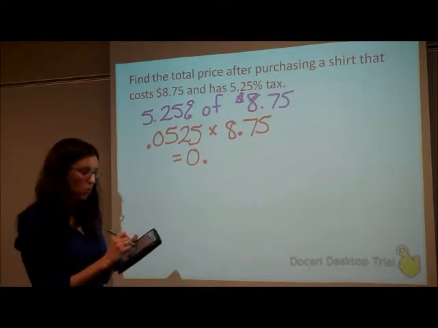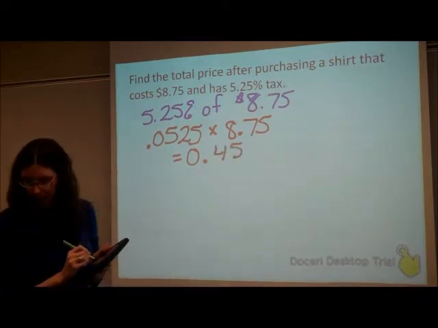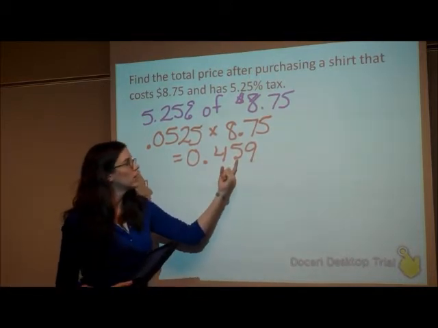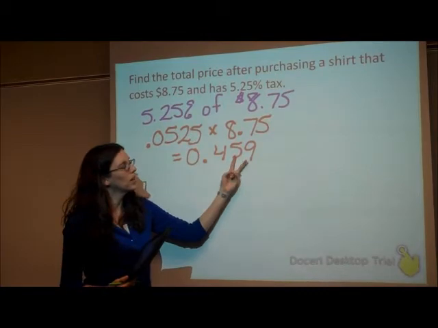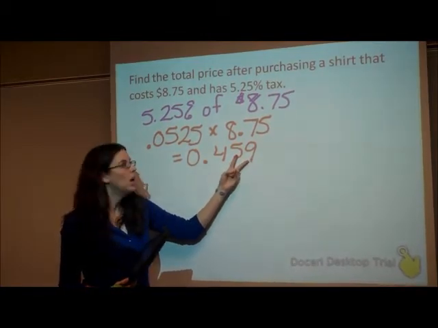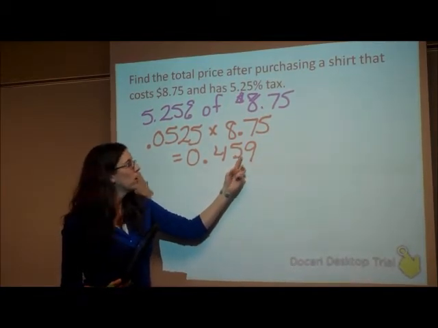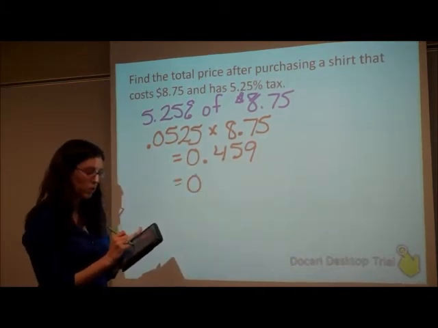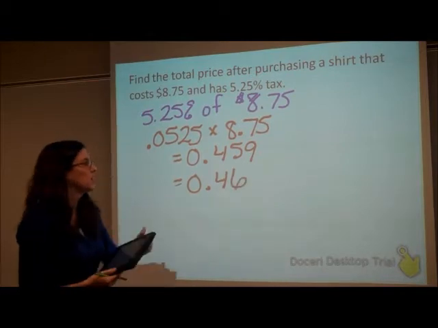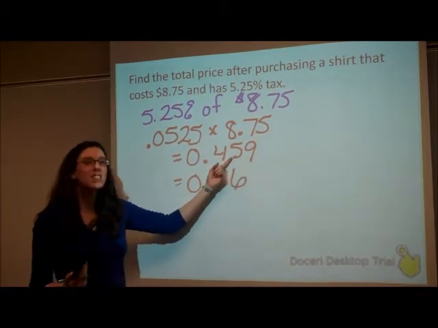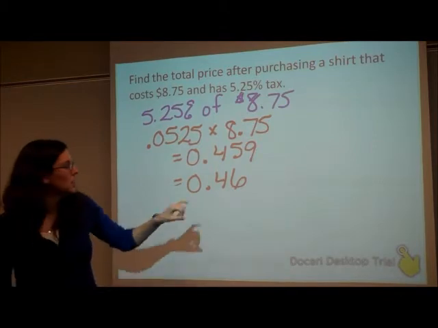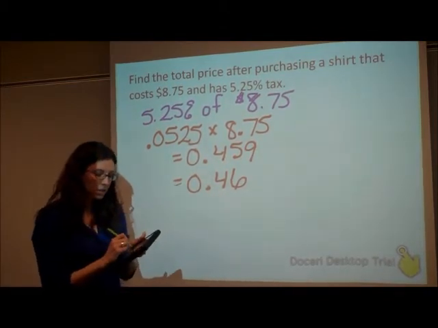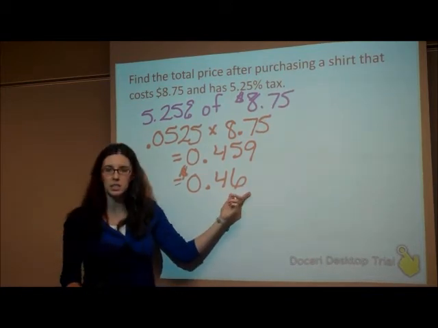So I get 0.459 and then 37 whatever. So I need 2 decimal places. So I'm looking at what comes after the 5. It's a 9. That's equal to or greater than a 5. So that means I'm going to use a 6 in place of the 5, because this is much closer to 46 cents than it is to 45. Okay? So the tax will be 46 cents.